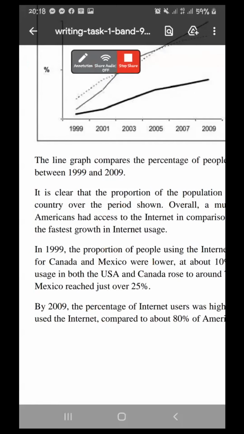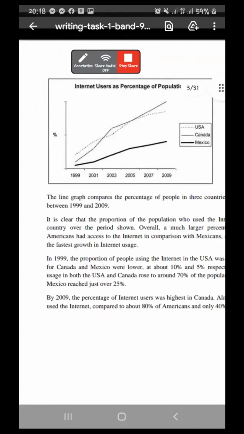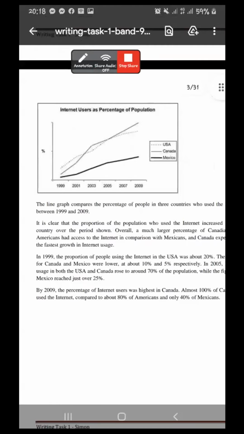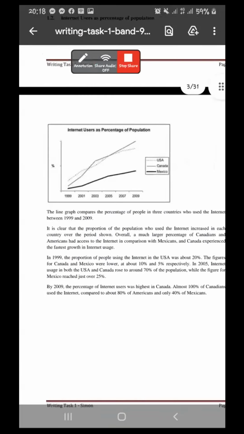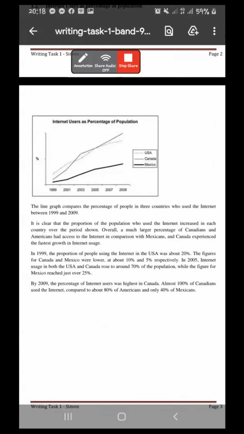Okay. Now, how do you construct a sentence? It's very important that you know how to construct a sentence. You can use your creativity skills to construct a sentence. You don't have to write down the way it is written here. You can also paraphrase your words in a proper manner.